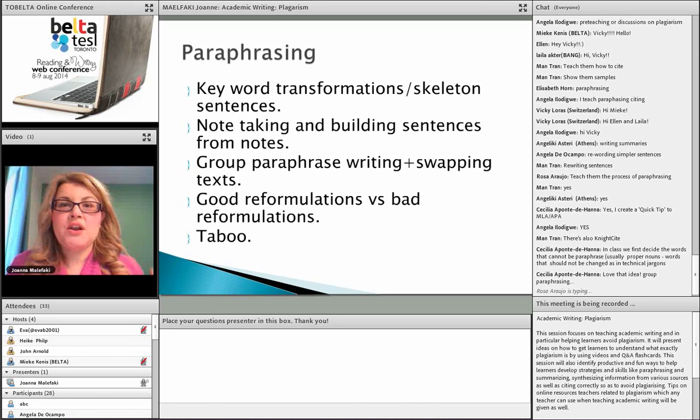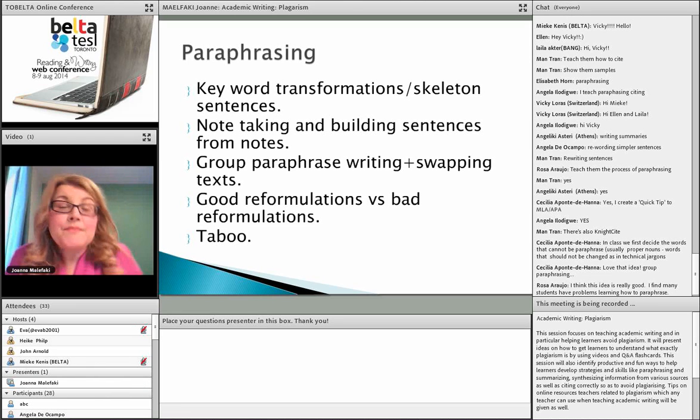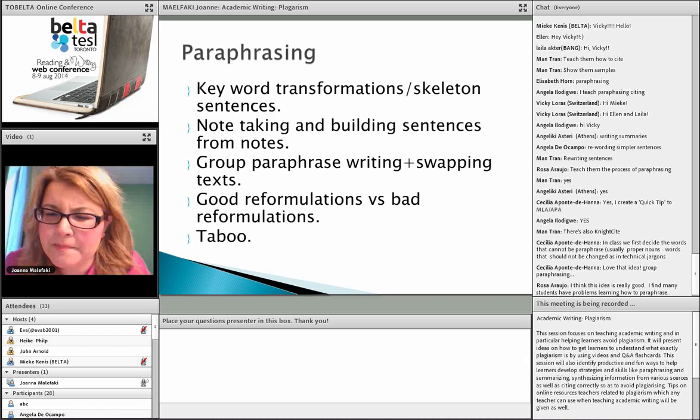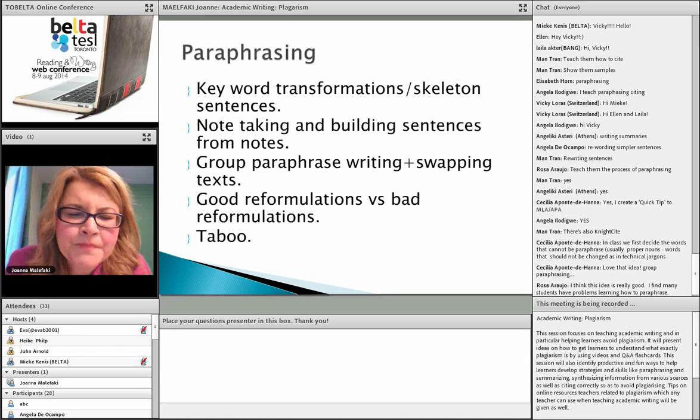You can learn how to paraphrase if you write and then write again, and getting them to do a group paraphrase and swapping with their classmates, getting feedback from the classmate, not the teacher, like the classmate saying, hey, you've copied something here, maybe you need to look at it. It may be easier for them, okay? So try that if you haven't already.